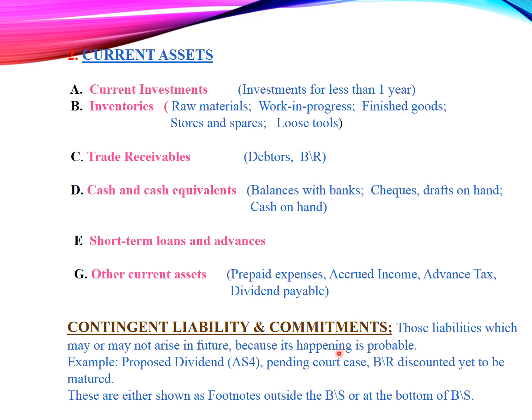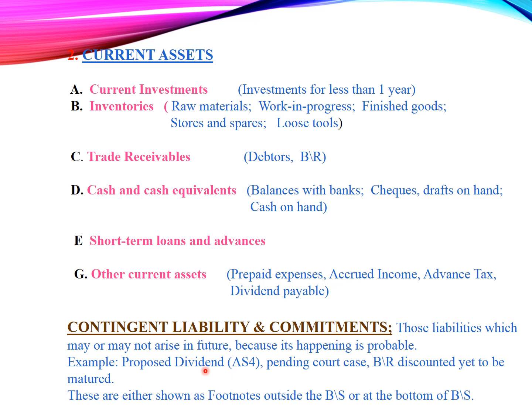For example, proposed dividend, that is Accounting Standard 4 deals with this item of proposed dividend. Proposed dividend means the company proposes a dividend to shareholders in its annual general meeting. Now its percentage may vary. Whether the proposed dividend will be declared or not, that is all a probability. Therefore, we cannot show proposed dividend as a confirmed liability. It is a contingent liability. Another example of contingent liability is any pending court case.